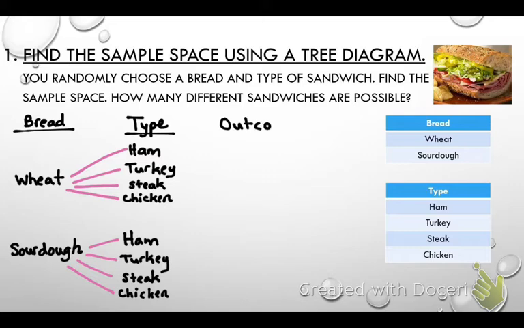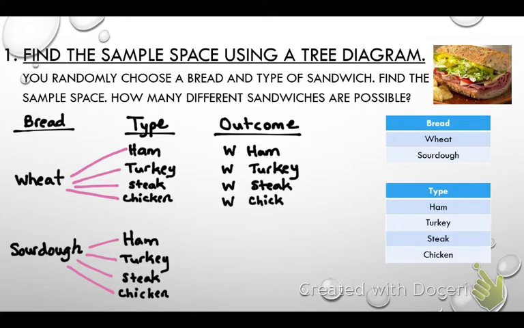So looking over here, I would like us to write the word outcome. The first outcome you could have is wheat bread and what meat? Ham. Okay, I'm just going to put a W for that. So we could do wheat with ham. What's the next thing I could do? Wheat with turkey. And then I could have wheat with steak, and finally wheat with chicken. All right, so these are the different outcomes that we could come up with. Wheat is not the only kind of bread. What's the other one? Sourdough. So I'm just going to write SD for sourdough. First, I could have sourdough with ham, sourdough with turkey, and then you'll finish it out with the steak and with the chicken.